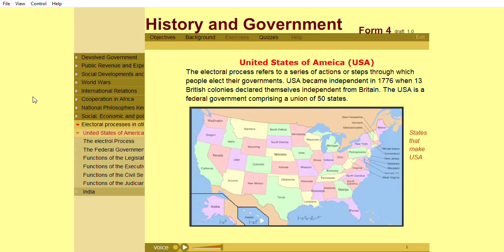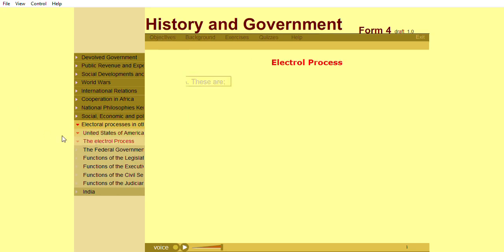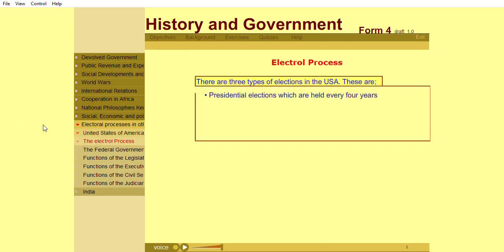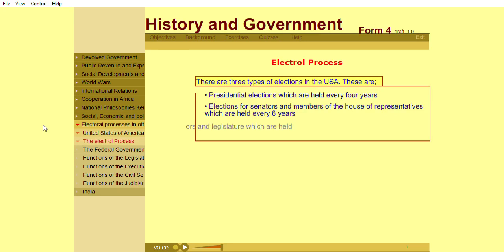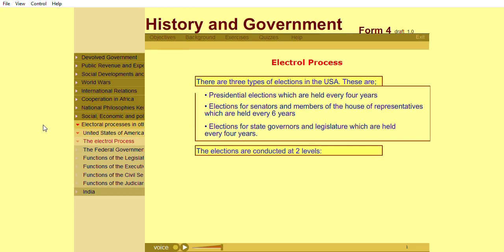In this lesson, we shall discuss the electoral process and functions of government in the United States of America, USA. There are three types of elections in the USA. These are presidential elections, which are held every 4 years, elections for senators and members of the House of Representatives, which are held every 6 years, and elections for state governors and legislatures, which are held every 4 years.